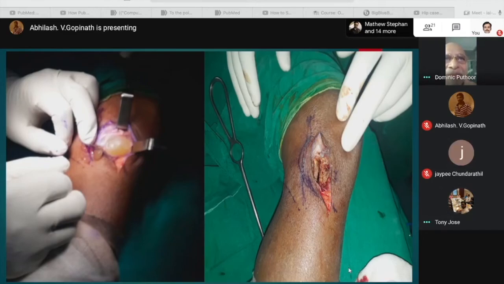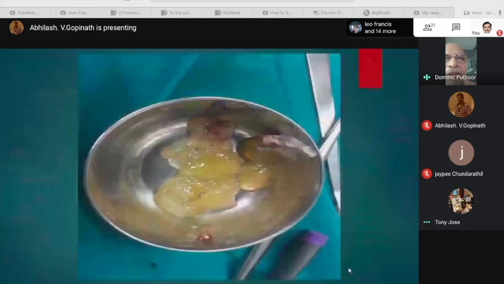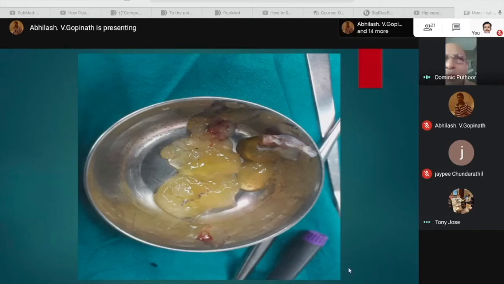Then we proceeded deeply and identified the well-capsulated soft tissue swelling with a jelly-like material inside it, and we curetted it out. As in the MRI, it is going underneath the tibial collateral ligament. So we decided not to remove it en masse, because if you are very particular to remove it en masse, inevitably we will damage the tibial collateral ligament. So we removed it piecemeal.